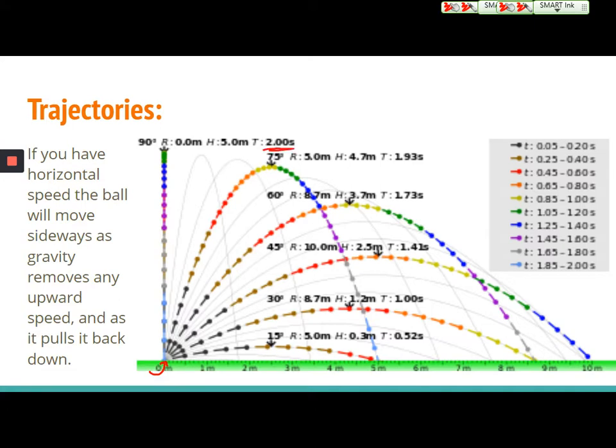Then they did a little bit of horizontal motion and it went like this. And it took a little bit less time because it didn't go quite as high. Then they did another trial where they went at about 60 degrees. And it took less time, but again, it didn't go as high, but it did go real far.